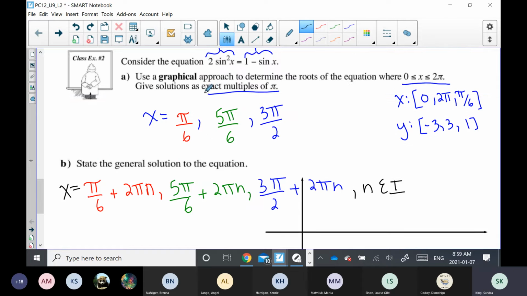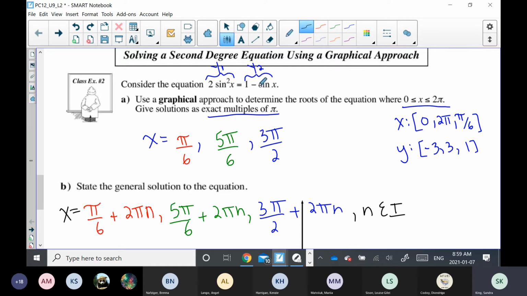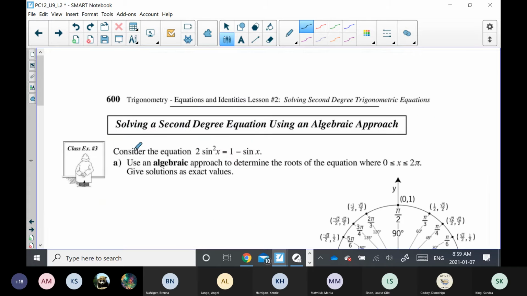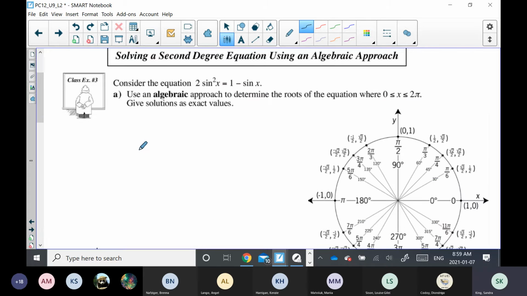Okay, for class example 3 now, let's do this exact same equation. We want to get these exact same 3 answers, but let's do it algebraically. If you have your unit circle, make sure that's available, because the unit circle is what you want to look at if you're able to. In order to solve this algebraically, you need to bring everything over, because it's a squared. Whenever you see a square, you say to yourself, I have to factor.